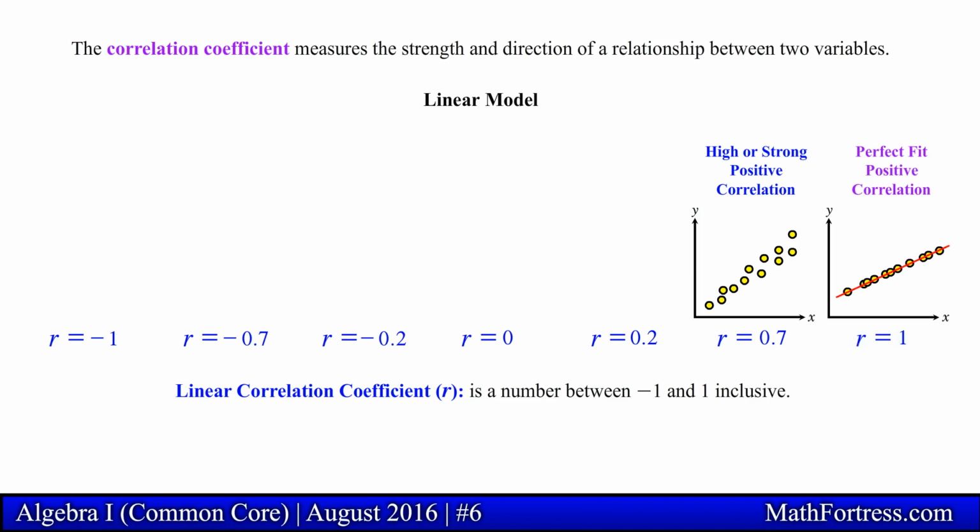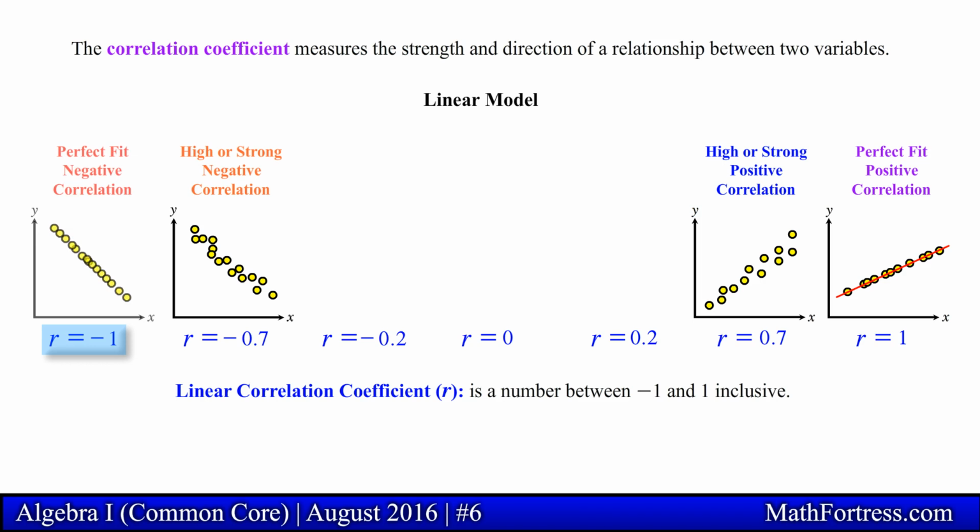On the other hand, if two variables, x and y, have a strong negative linear correlation, the value for R will be very close to -1. If R is exactly equal to -1, then this indicates a perfect negative fit, and the data will lie on a straight line with a negative slope.